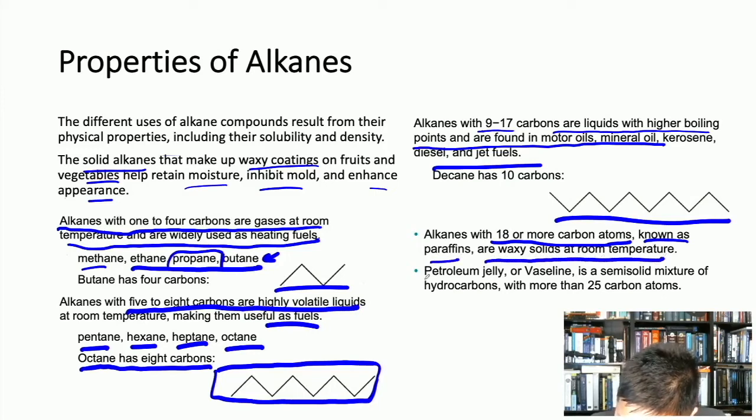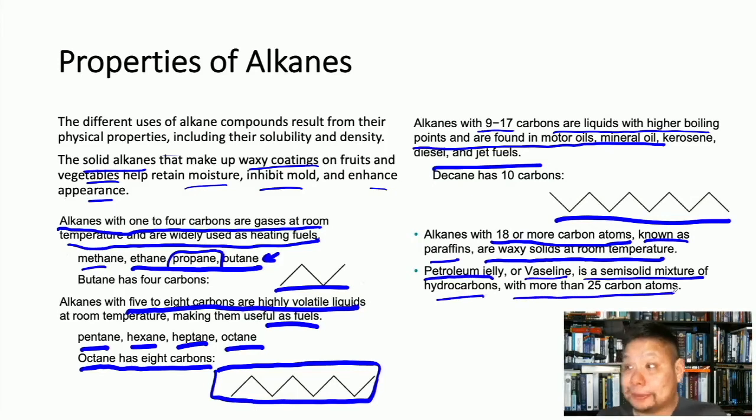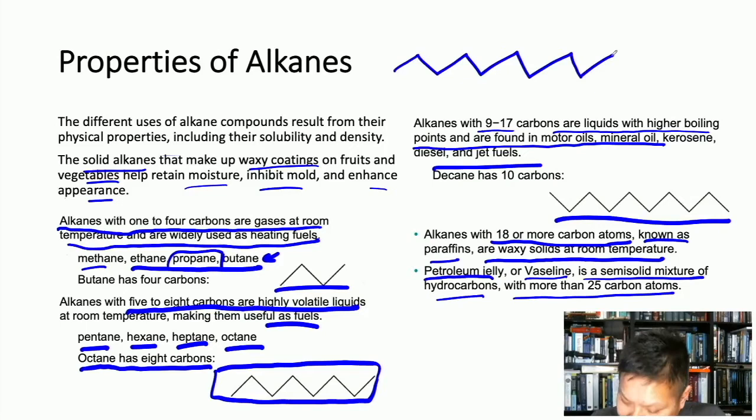And then things like petroleum jelly or Vaseline, which are semi-solid mixtures of hydrocarbons, they all have more than 25 carbons. So that's why we take the shortcut of drawing line angle formulas for many hydrocarbons, because I wouldn't want to draw out all the carbons and the hydrogens for a Vaseline molecule, and you wouldn't either.